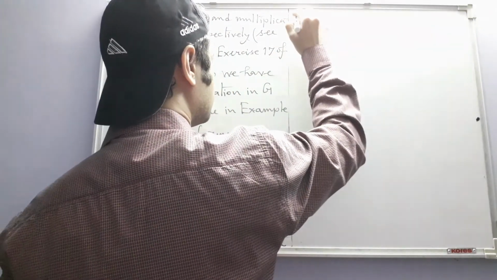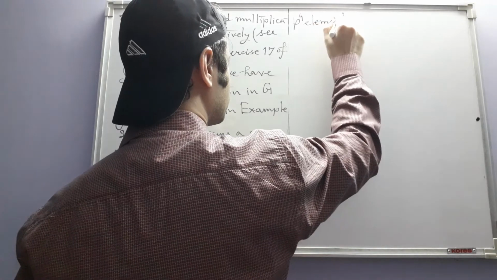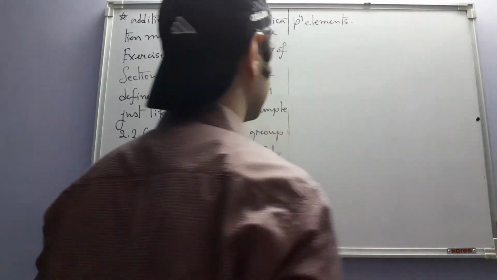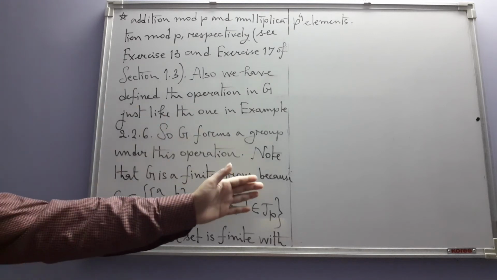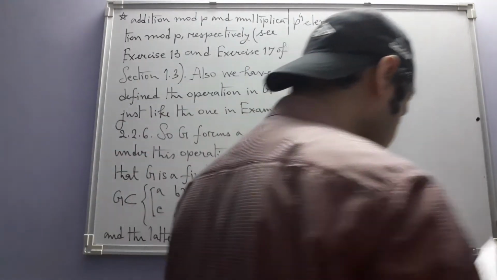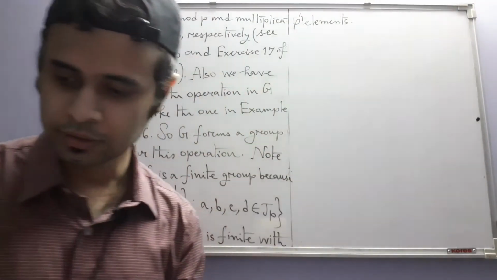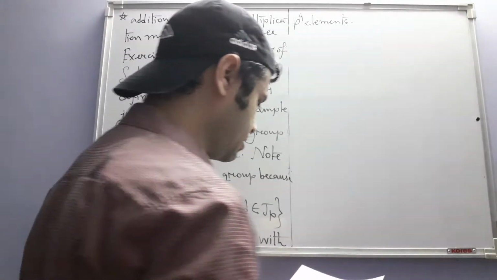With P to the power 4 elements or matrices, same thing. Okay, so unlike the example 6, there the group is infinite and non-abelian. Here the group is finite but still non-abelian. To see why that is non-abelian, you can take a very simple 2 matrices.